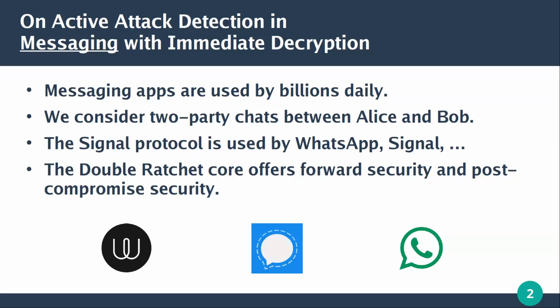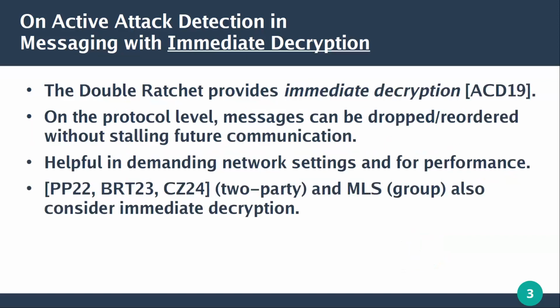Cool, good. So the double ratchet offers forward security and post-compromise security. There was talk about this in the last talk, but this talk is fairly independent of these properties. So one nice thing about the double ratchet is this immediate decryption property. In general, if Alice sends several messages to some Bob, then Bob doesn't have to receive all of the messages in the same order they were sent in. And some of the messages can be dropped, and this can be useful.